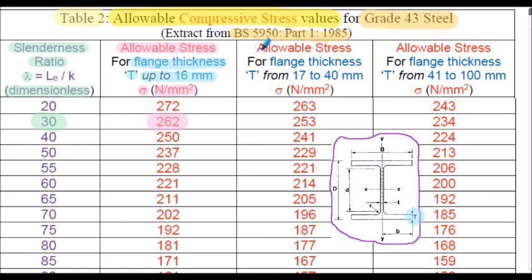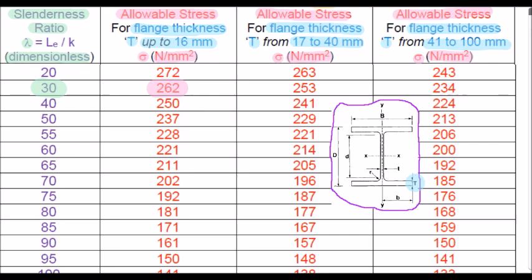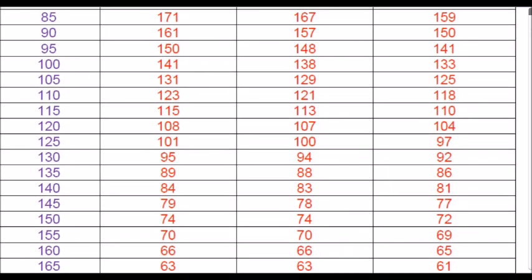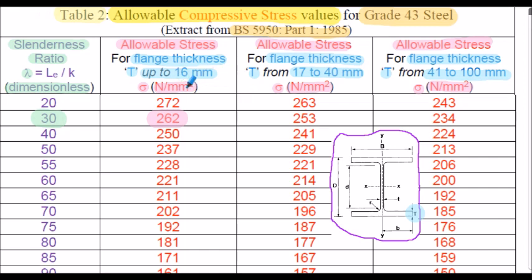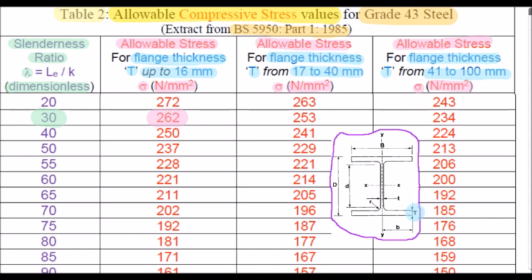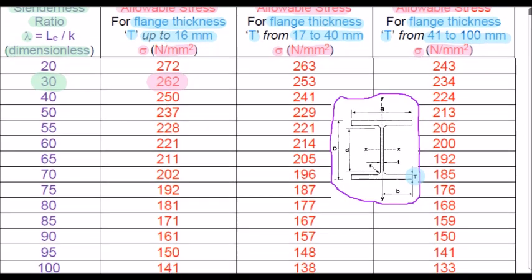The next column has allowable stresses, but this time for a flange thickness, capital T, of 17 to 40 millimeters. And the final column again, allowable stress for a flange thickness, capital T, from 41 to 100 millimeters. So the table commences with a slenderness ratio of 20, and as you can see, ends with a slenderness ratio of 300. And obviously you can clearly see that the allowable compressive stress reduces for all values of capital T as the slenderness ratio increases.